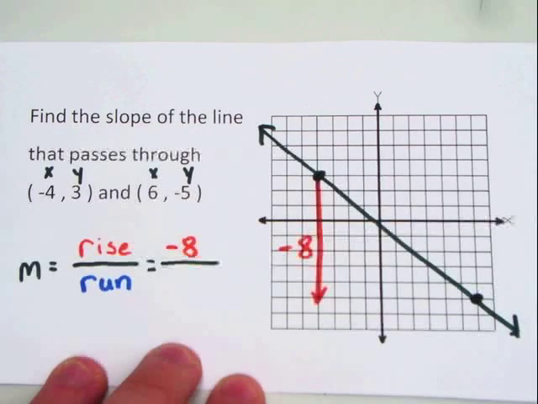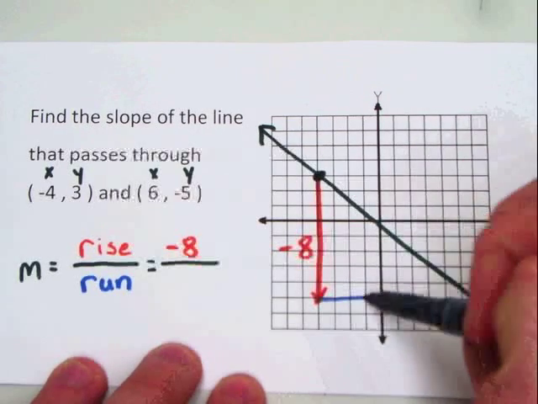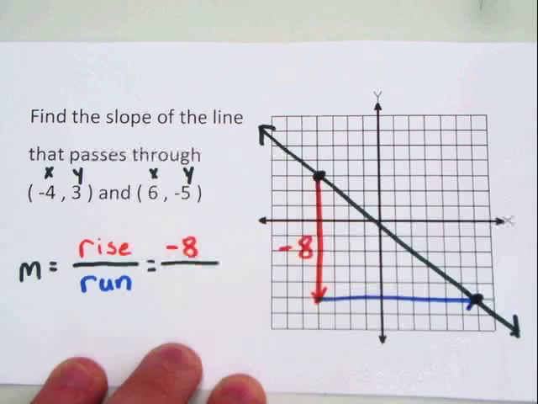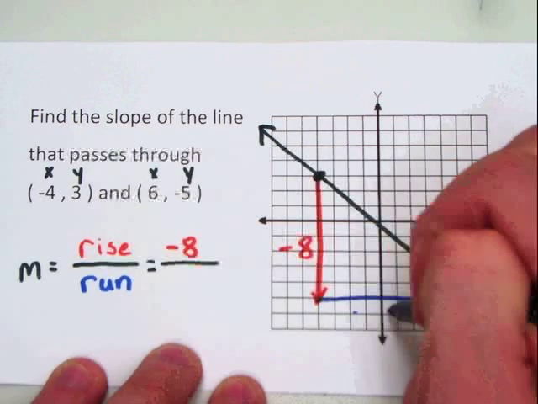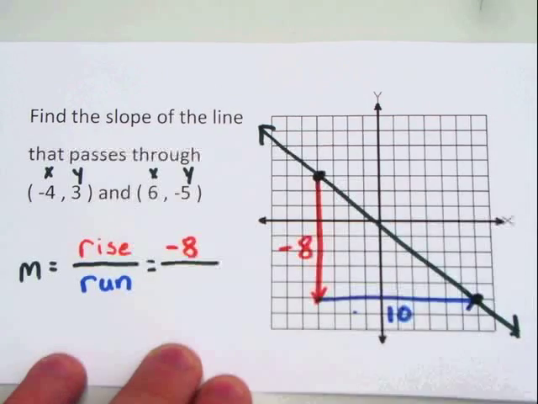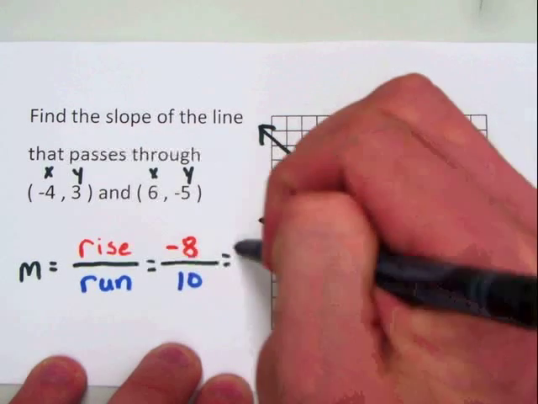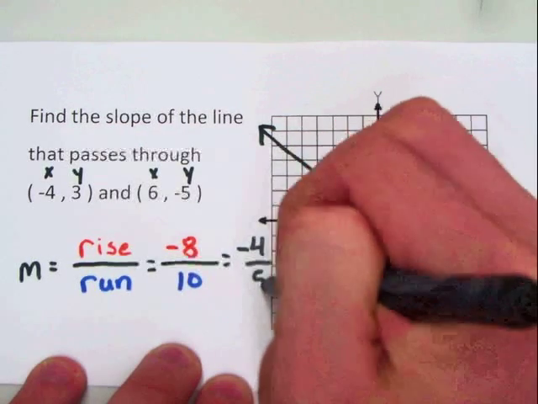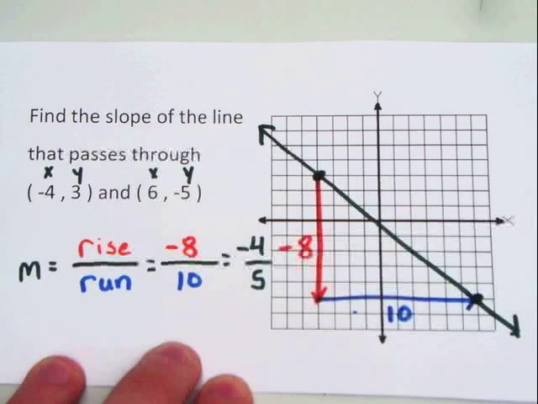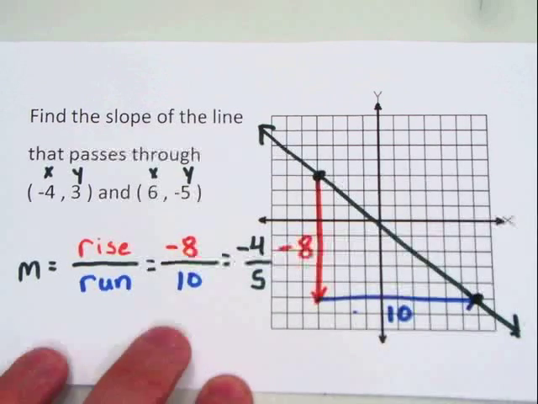Now let's calculate the run. I'm going to the right, and let's figure out how many spaces that is. 1, 2, 3, 4, 5, 6, 7, 8, 9, 10. I ran 10, so my run is 10. Now if I reduce that fraction, -8 over 10 is equal to negative 4 over 5. And my last check, is this line going downhill? Yes, it is, so I should have a negative slope. I do, and therefore the slope of my line is negative 4/5.